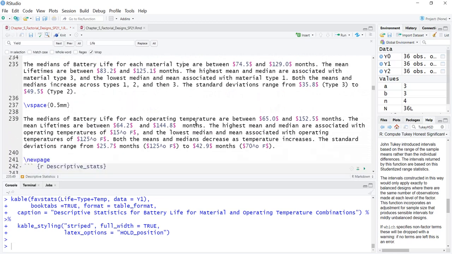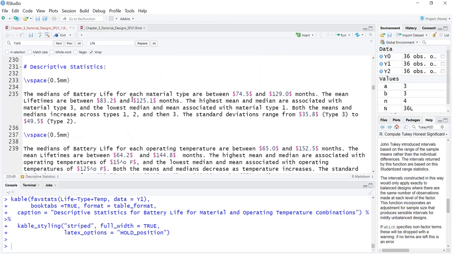So, by looking at these, I've done descriptive statistics. I have analyzed each of these. I've talked about the range of the values. Say this is for just material type here in the first paragraph. The range of the values, the battery life, medians. This is the median, sorry. I started with the median. Then I talked about the means. I talked about which is the highest mean, and in this case both are the same, associated with material type 3. The lowest of both happen to be associated with type 1.